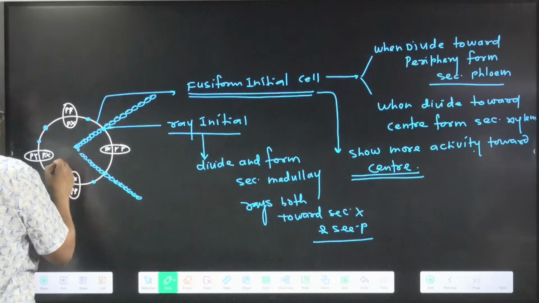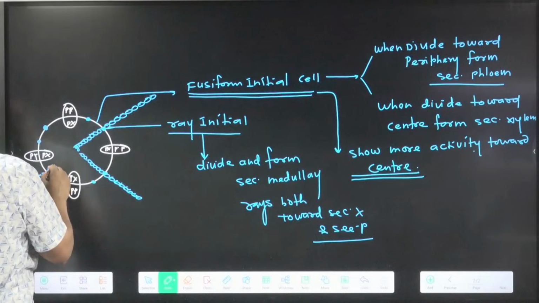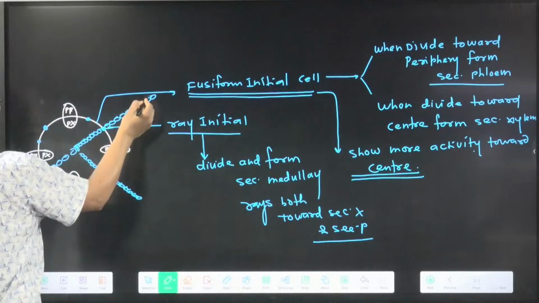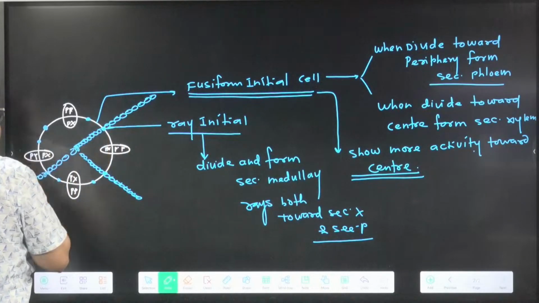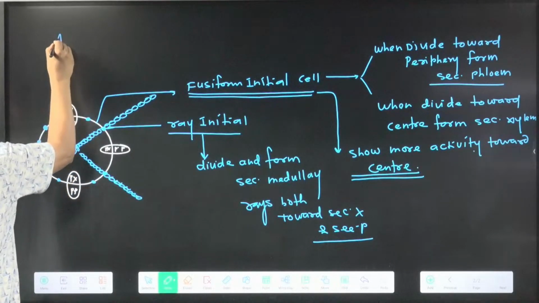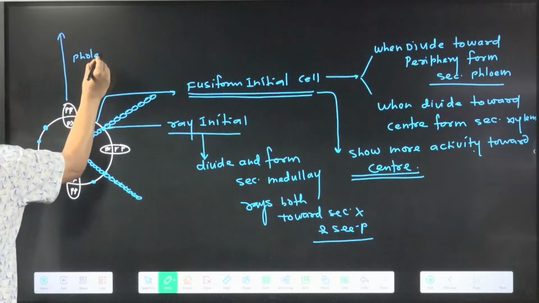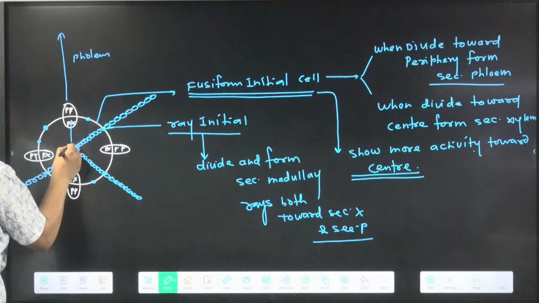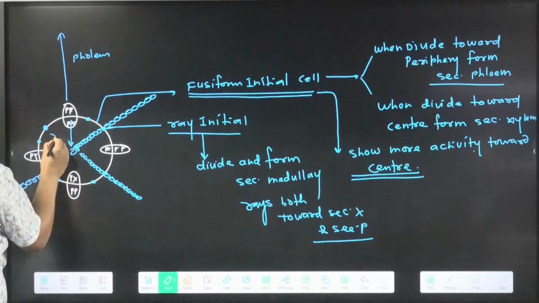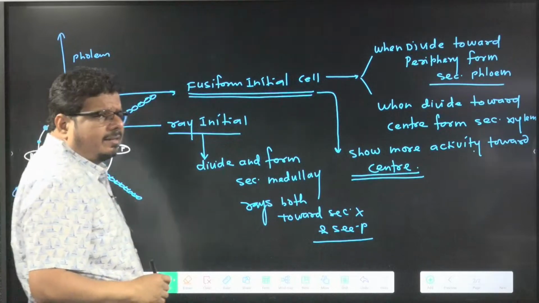Are you getting the picture or not? These are dividing like this. Outside of the ring, it is toward secondary phloem. Inside of the ring, it is toward secondary xylem. Now, when it divides toward this side, who is forming here? Phloem. Outside, phloem is forming, and toward the center, a new layer of xylem is forming. Understanding the idea? Is it clear in the mind or not?